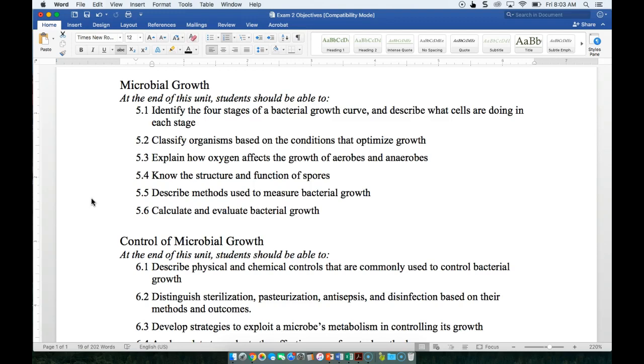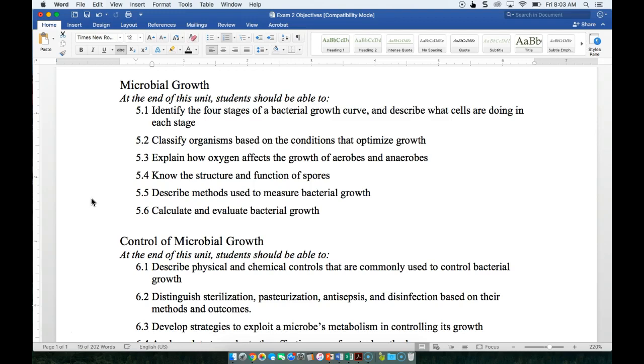And then the last two, describe methods to measure growth. Basically, have a basic understanding of, like, when we do spectrophotometry, we use light to measure how much bacteria there is, and then if you can at least remind yourself how plate counting and serial dilutions work, that'll definitely help you on the take-home one.